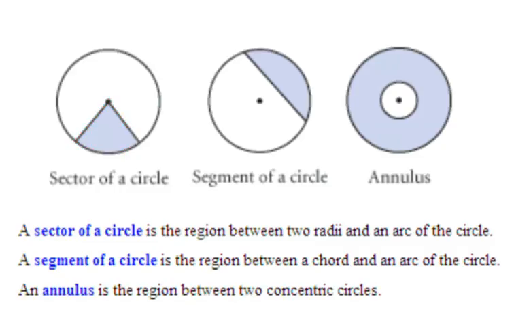A segment of a circle is the region between a chord and an arc of the circle. Looking at the diagram, we have a chord and an arc. Everything between that is a segment.